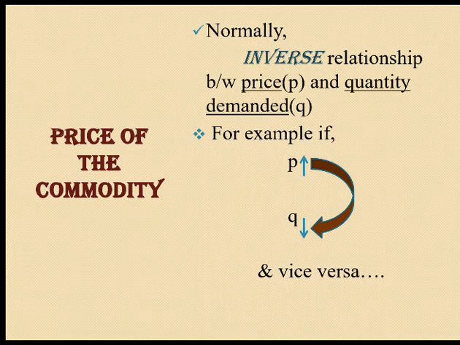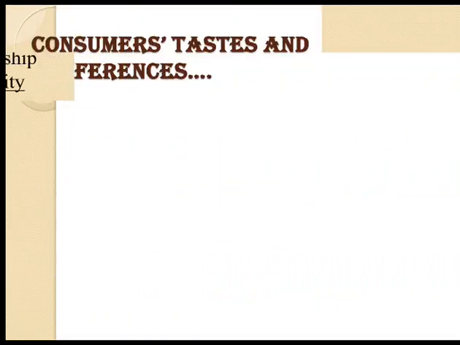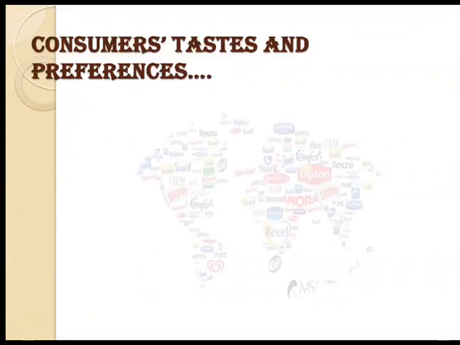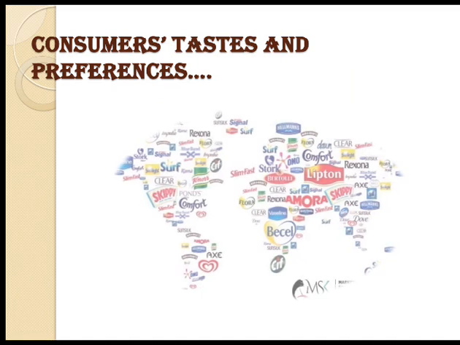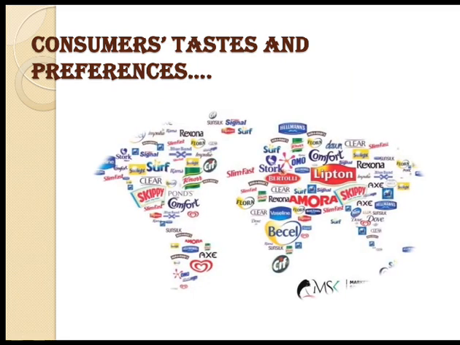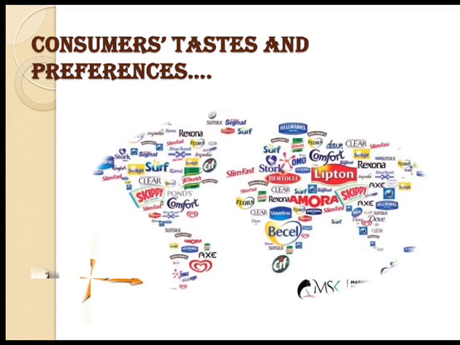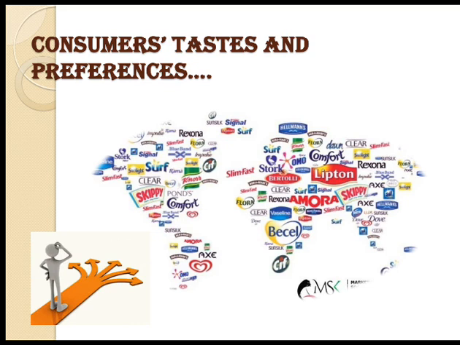Secondly, consumers' taste and preferences also influence demand. We know that taste and preferences depend on social custom, habits of the people, fashion, lifestyle, etc. So these factors are not permanent. As a result, people switch over from the cheaper old-fashioned goods to costlier trendy goods.